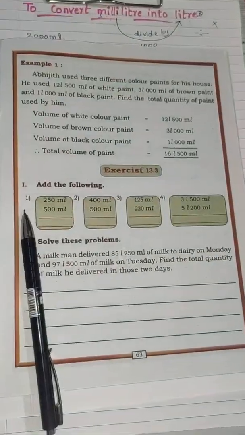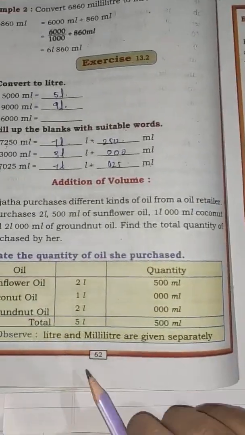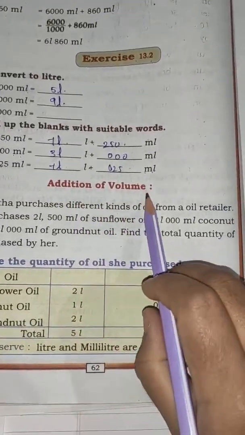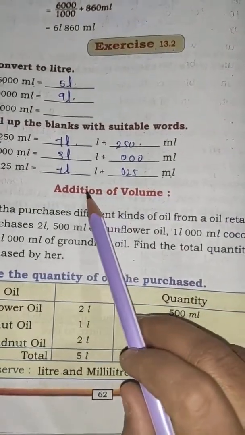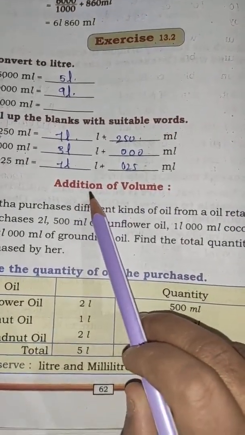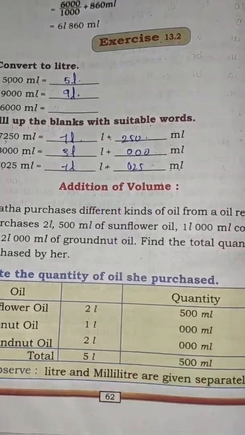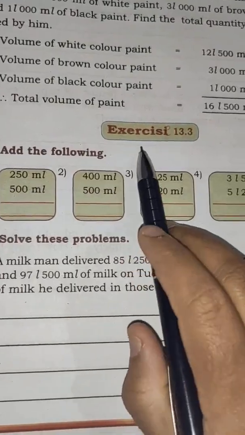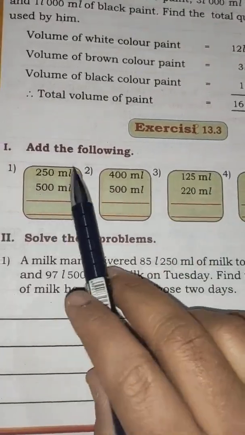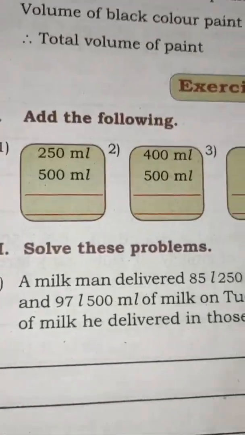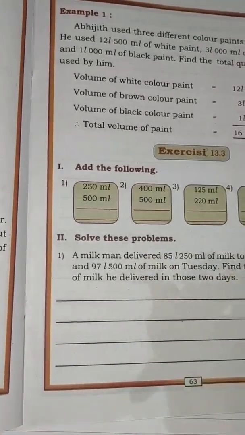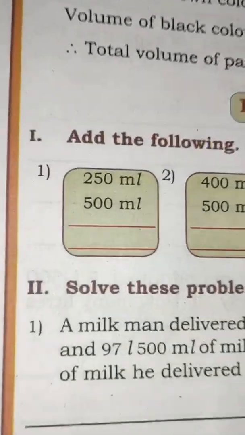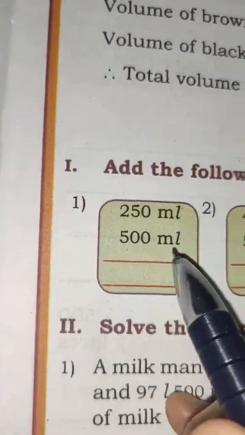So open page number 62, addition of volume. Okay, children, you are very familiar with addition. You know how to do this addition, isn't it? Now come to page number 63, exercise 13.3. Add the following. Here we have milliliter and liter. We have to add the volumes. So first, let us do the first one here.